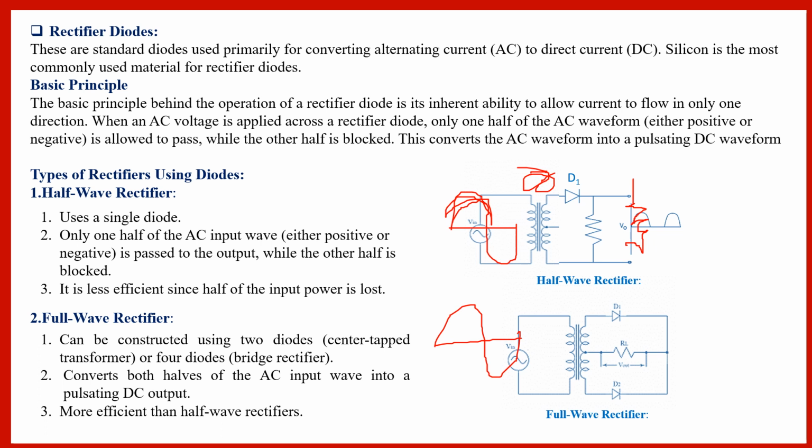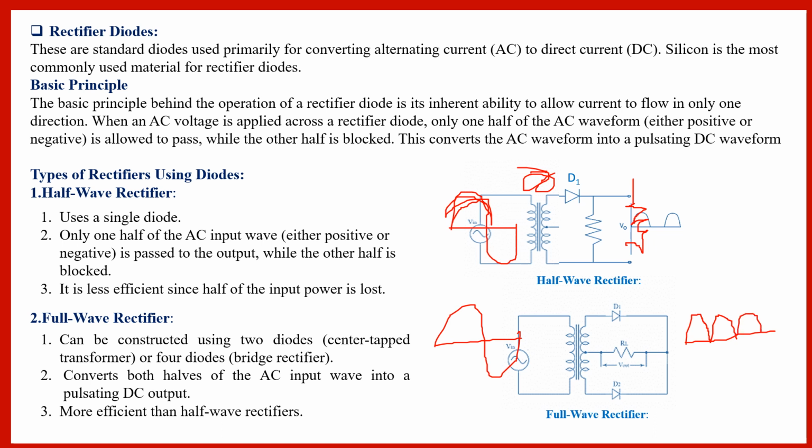So at the output, we will be getting this kind of output. It will be something like this. For the positive half cycle, this will be conducting. For the negative half cycle, this will be conducting. Again, for the positive half cycle, it will be this.